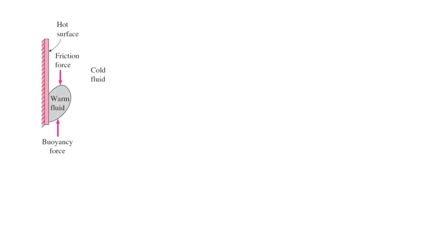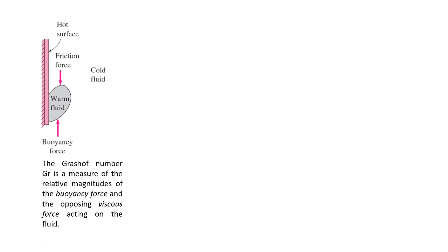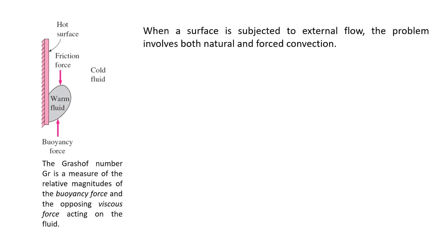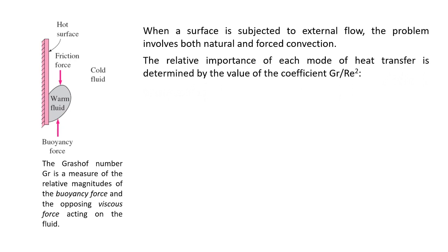When the surface is subjected to external flow, the problem involves both natural and forced convection. See, this is an object which is subjected to external flows as well. When the surface is subjected to external flow, the relative importance of each mode of heat transfer is determined by the value of the coefficient Grashof number upon Reynolds number square. This is a very important parameter. That means if this ratio is less than 1, then natural convection is negligible.